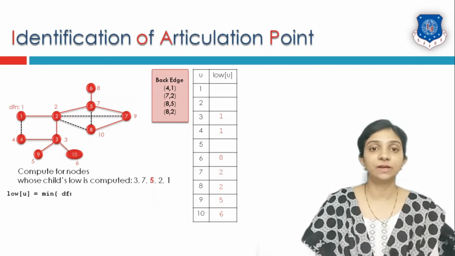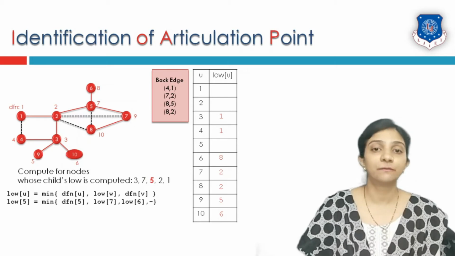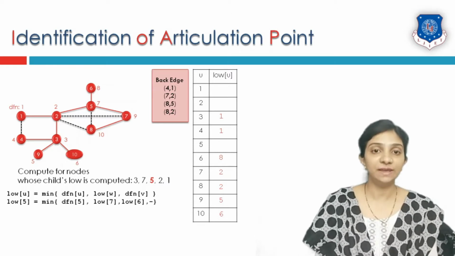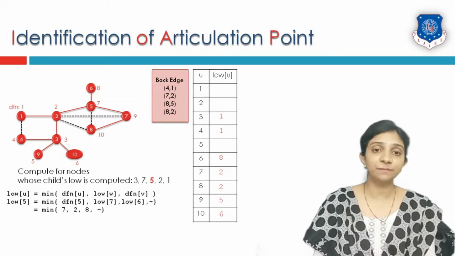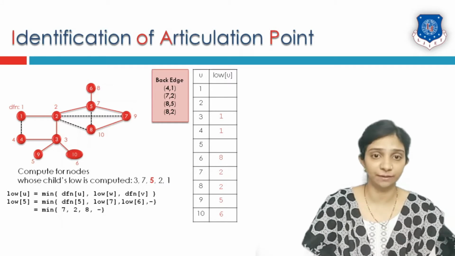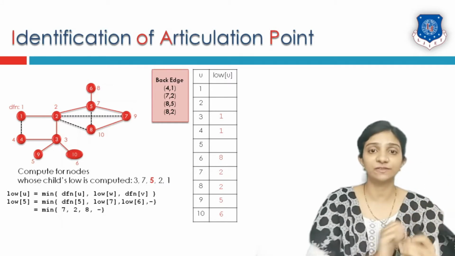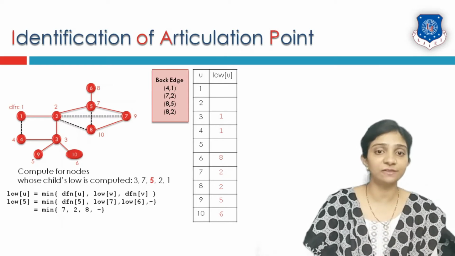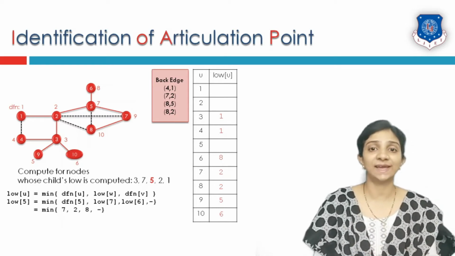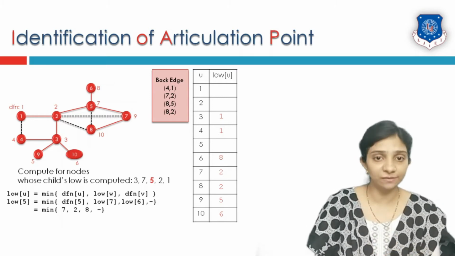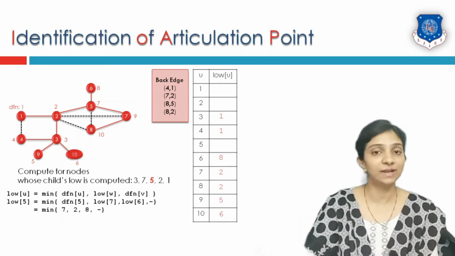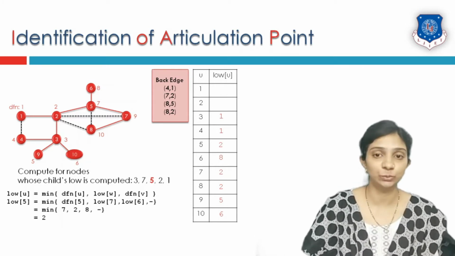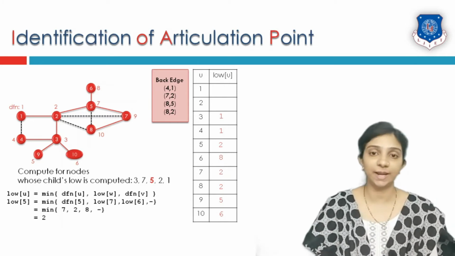After this, we will calculate for vertex number 5. This will be minimum of DFN of 5 itself. Vertex number 5 has 2 children, vertex number 6 and vertex number 7. Now these two vertices' low will be included inside this, and there is no back edge which starts from vertex 5. That I can check from the list of back edges. So out of these values, the minimum value will be 2 and its entry will be made inside the table.